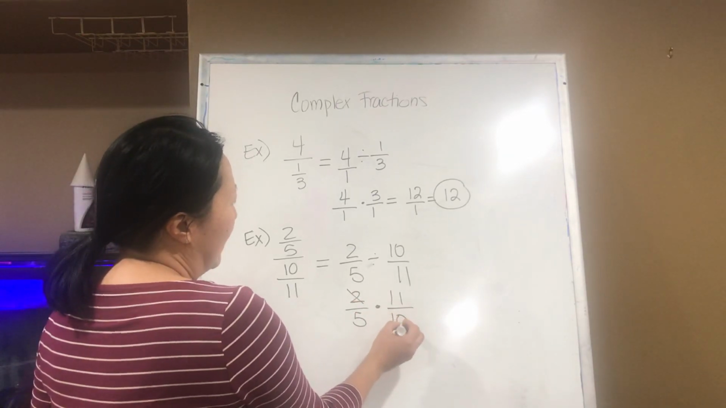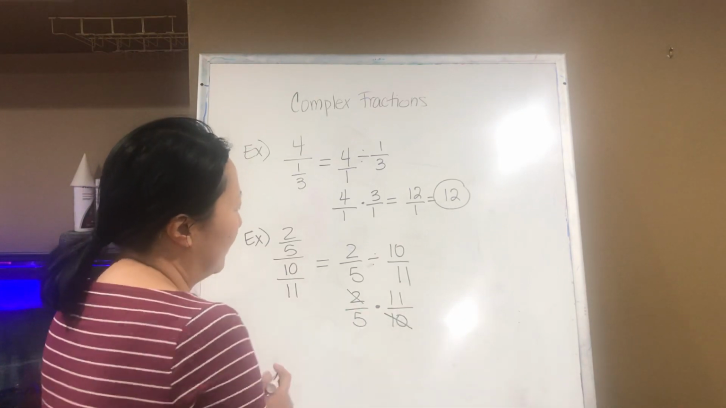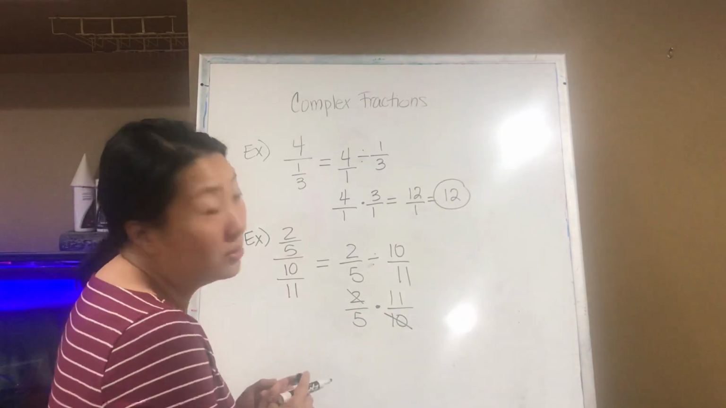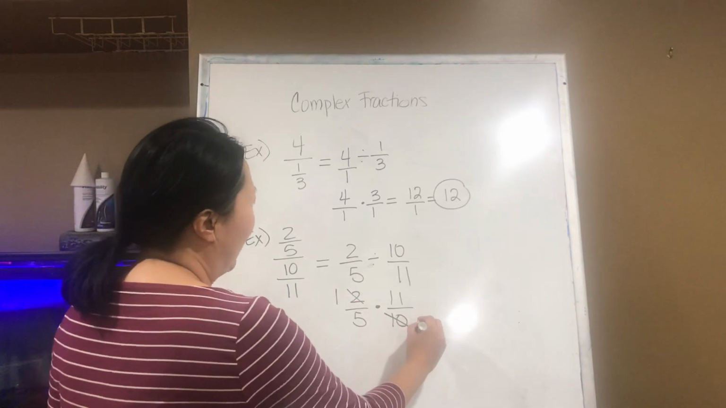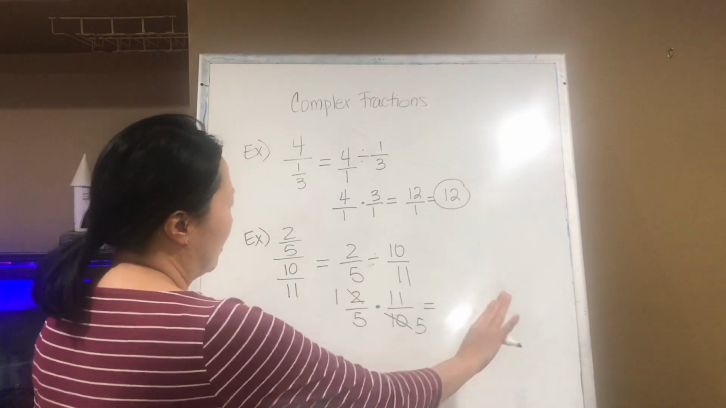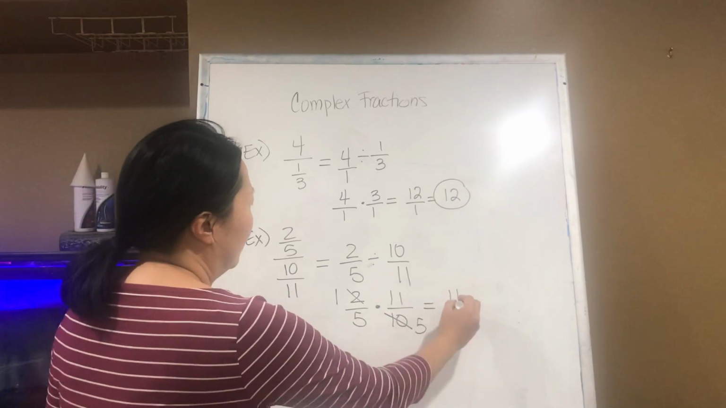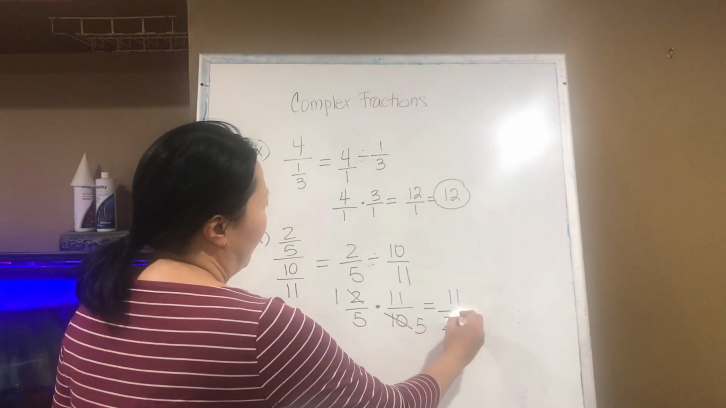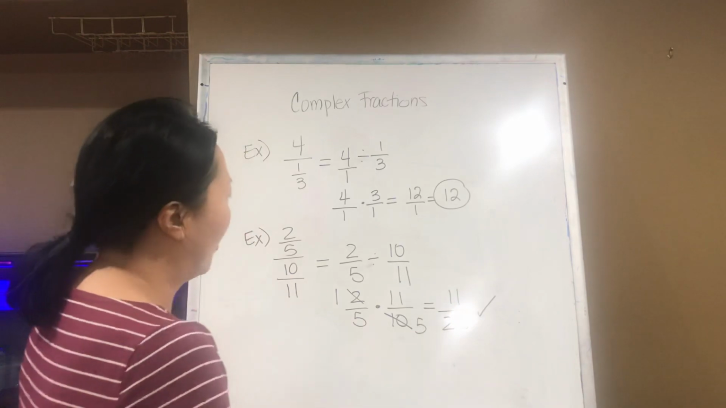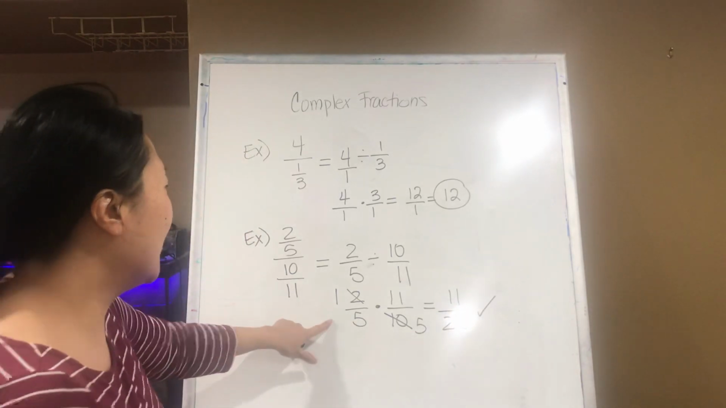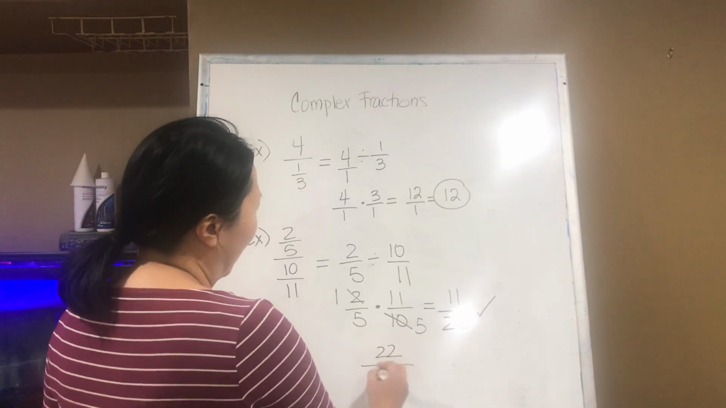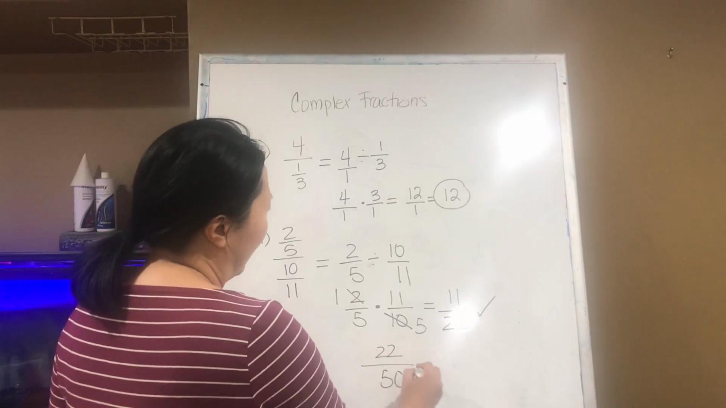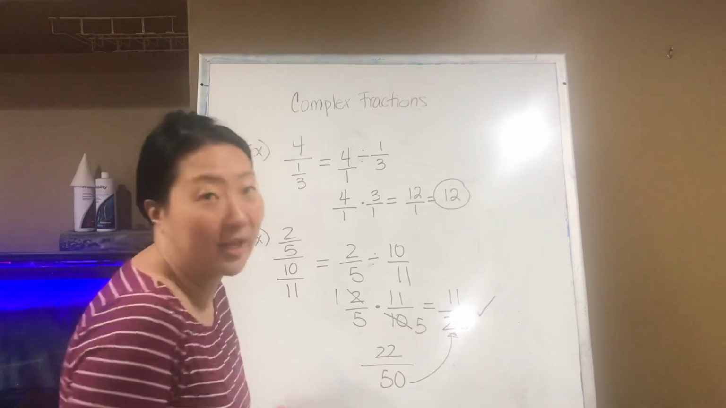So here I noticed that 2 and 10 are both divisible by 2. So 2 divided by 2 is 1, 10 divided by 2 is 5, and now I can multiply straight across. 1 times 11 is 11, 5 times 5 is 25, and it's already in simplest form. If I hadn't done that, I would have gotten 2 times 11, which is 22, over 5 times 10, which is 50, and then I would have to simplify to 11 over 25.